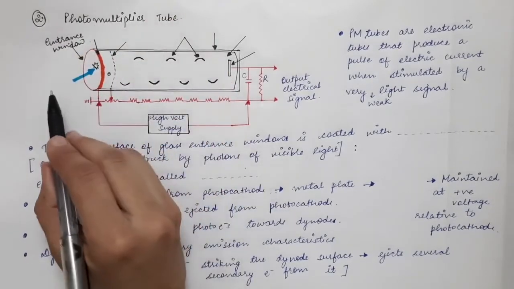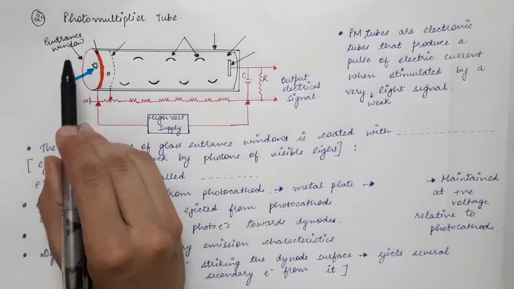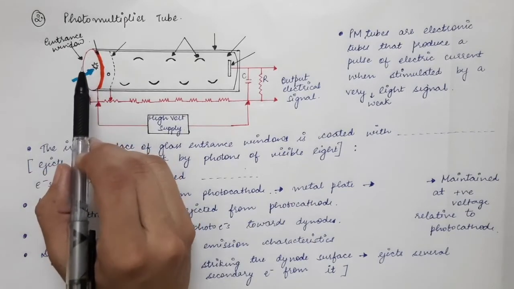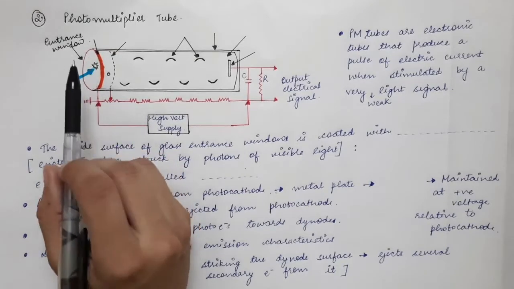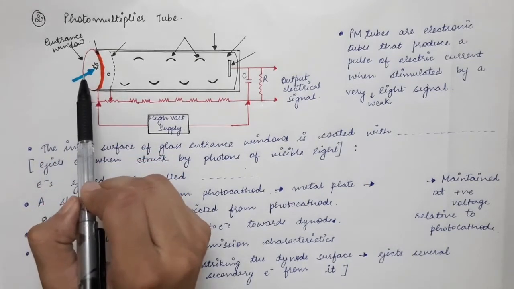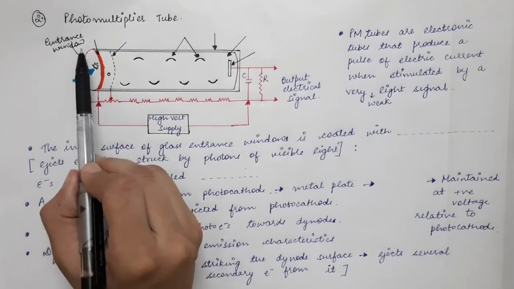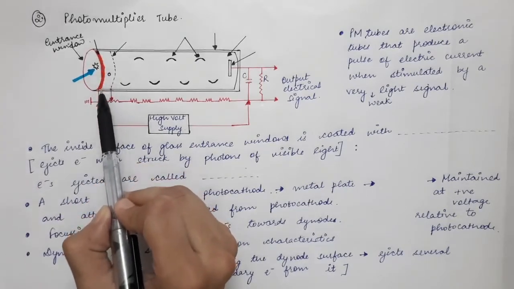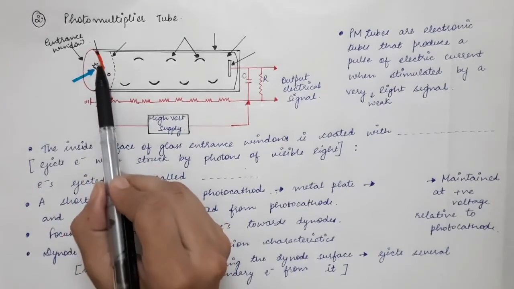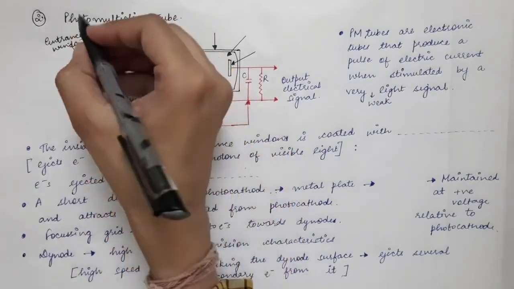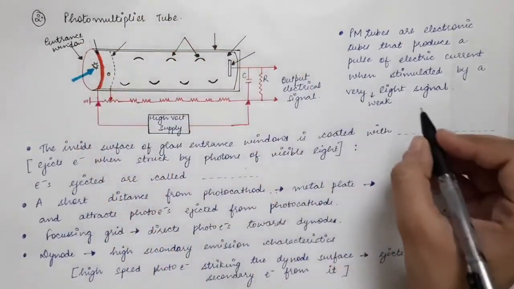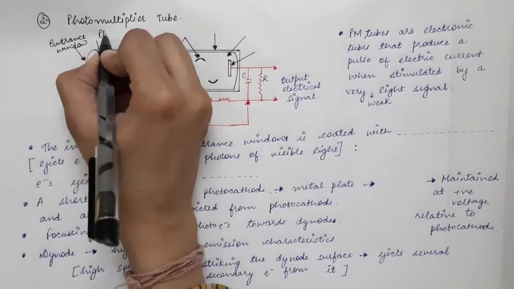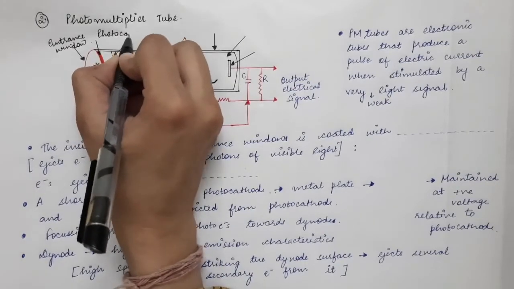Before this PMT, we have a scintillator which produces light flashes, which produces photons in the visible region. Those photons enter the PMT through this entrance window, which is made up of glass, and the inside surface of this glass is coated with a photoemissive substance, and this acts as the cathode and is called the photocathode.